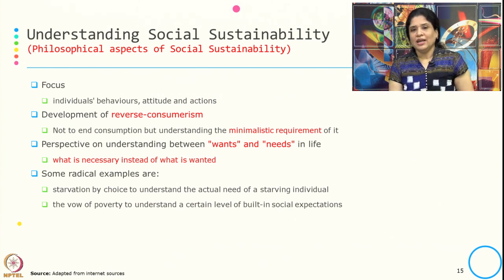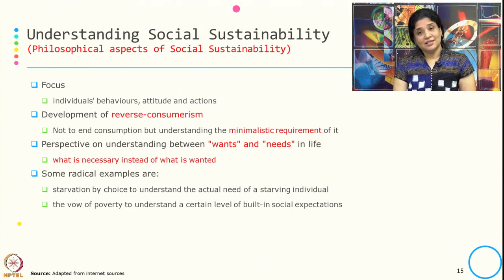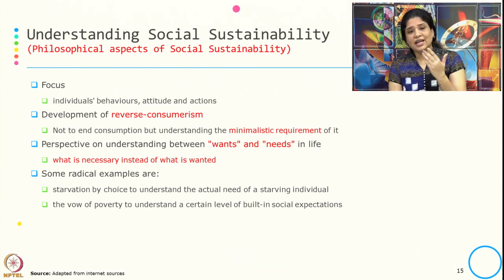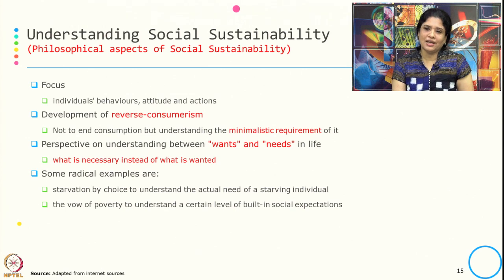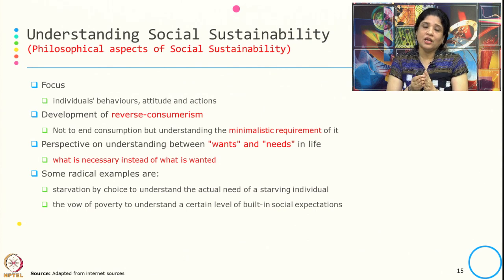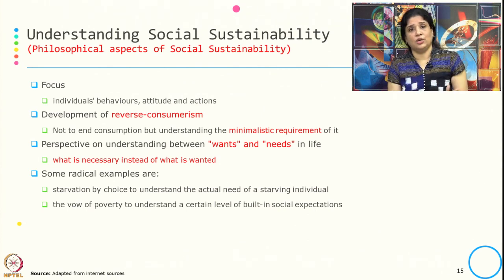So, what is necessary instead of what is wanted. Some of them have given very radical examples, such as starvation by choice, to understand the actual need of a starving individual. Unless we are starving, possibly we will not know what hunger or starvation is. The second example is to take a vow of poverty to understand a certain level of built-in social expectation. So, these are all philosophy, but when it comes to operationalization, we need to see how we operationalize reverse consumerism, or the minimalistic requirement, so that it does not affect the other stakeholders in the process or in the model.